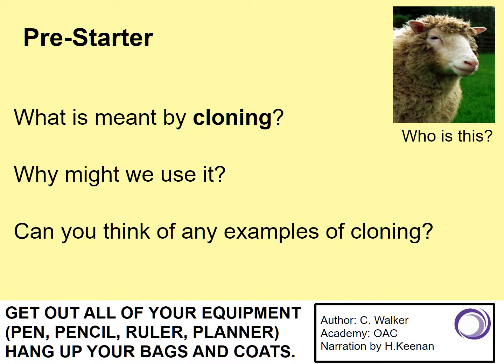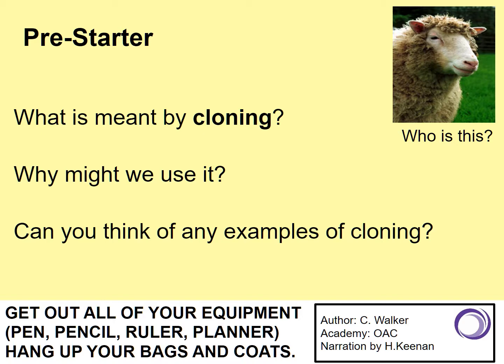We might use cloning to stop species becoming extinct. We might use it to reproduce something of a high quality very quickly in a high number and make more money. I'm thinking about plants or commercial gardens or farming. The examples you may have come up with may be cloning some simple plants, but I'm not sure you'll have known beyond that.